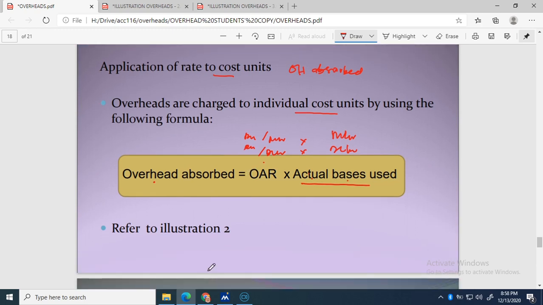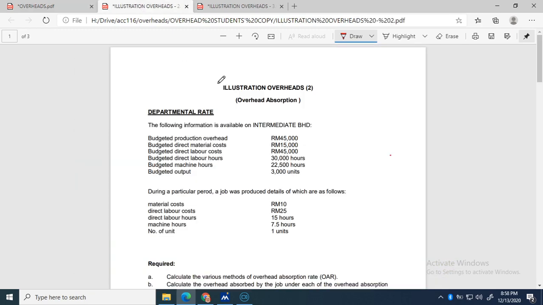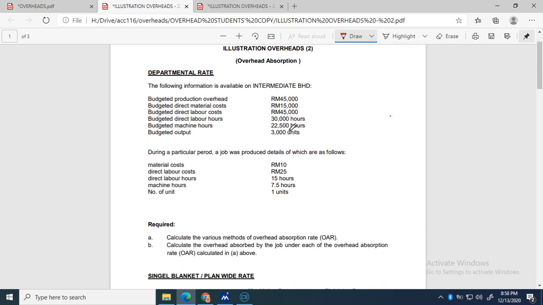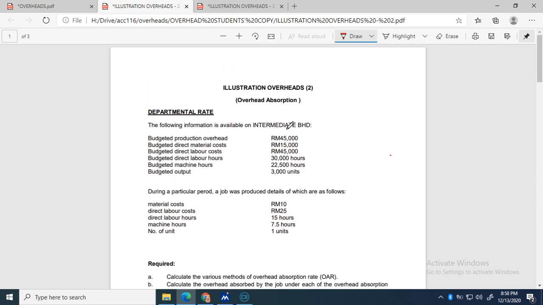So now we refer to illustration 2, to illustrate the overhead absorption under departmental rate. We refer to this company, Intermediate Berhad. The total budgeted production overhead is 45,000. Budgeted material cost 15,000. Direct labor cost 45,000. Direct labor hours 30,000, machine hours 22,500, and budgeted output 3,000 units.